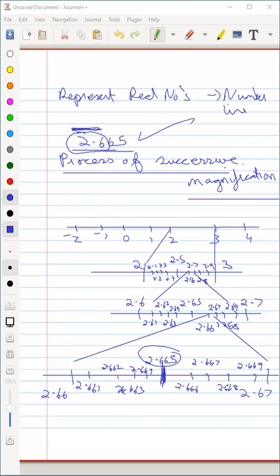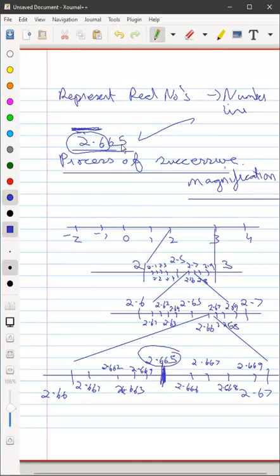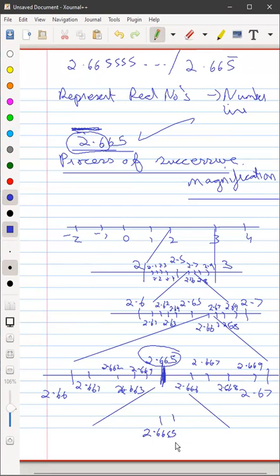So done. Okay. Now the same process we could have repeated. Supposing now instead of 2.665, what if it was 2.665555 or 2.665 recurring? Then we would do the next one here, and then we would choose the next 5. So we'll get something like this, 2.6655, right? And then the next one would be 2.66556.